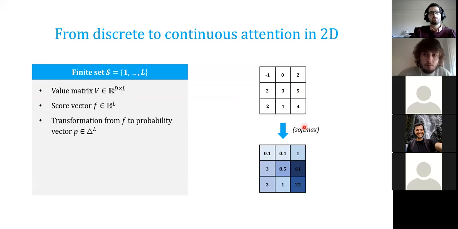So this region here should be the most important one in this image. Then a discrete transformation like softmax is used to map this score vector into the probability domain, and we obtain a probability vector P. Finally, the discrete attention mechanism computes a context vector as a weighted sum between the representation of the image and the probability vector. And this context vector is the output of a discrete attention mechanism.